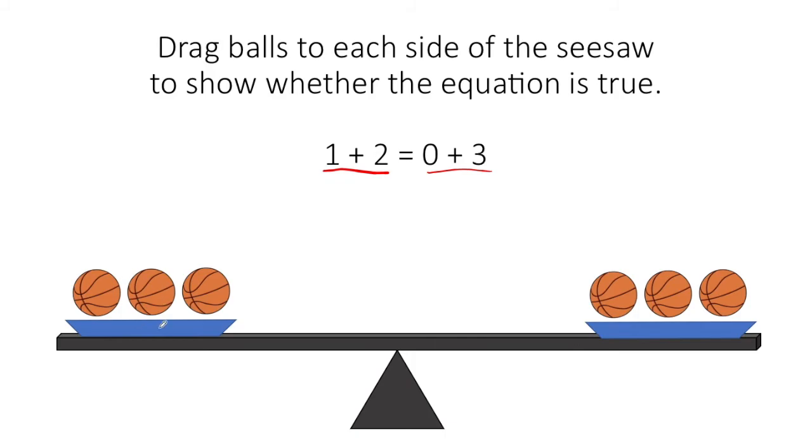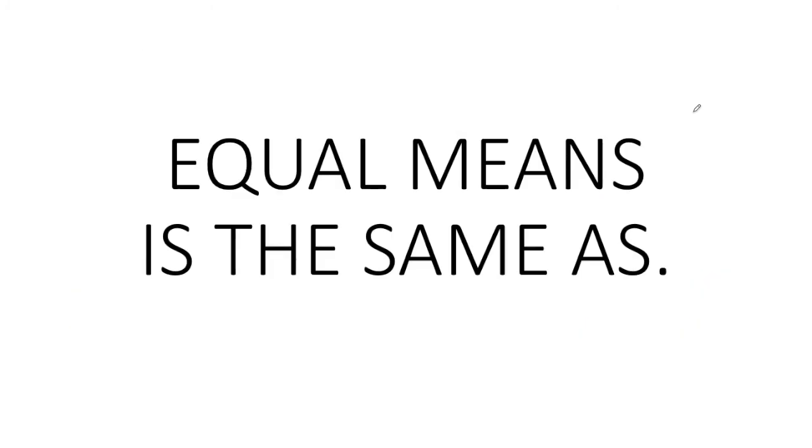Look, we have 3 basketballs on this side and 3 basketballs on this side. If we wanted to show this with numbers, we would draw a line from the 1 and a line from the 2 coming together to show they make 3. And over here, we draw a line from the 0 and a line from the 3 coming together to make 3. Now I see each side of my seesaw is balanced, is equal. This statement is true. Now it's your turn. Just remember, equal means is the same as.